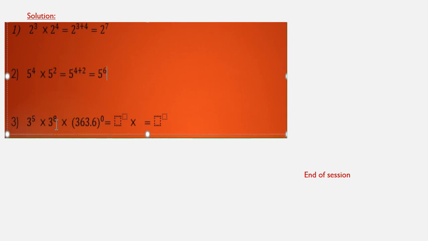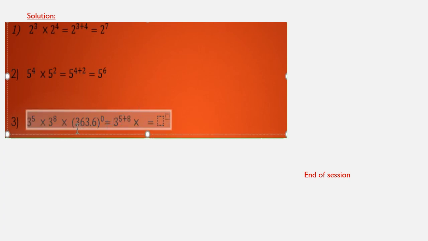Part 3. 3 to the power 5 times 3 to the power 8 times 363.6 to the power 0. Look at the first two numbers. Here we have the same base but different exponents. So we keep the base, which is 3, and we add the exponents. The exponents are 5 and 8, so 5 plus 8.